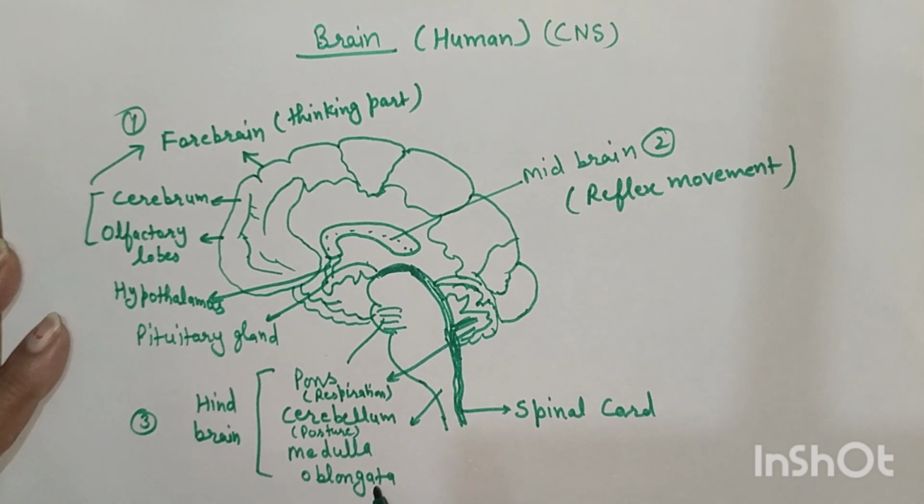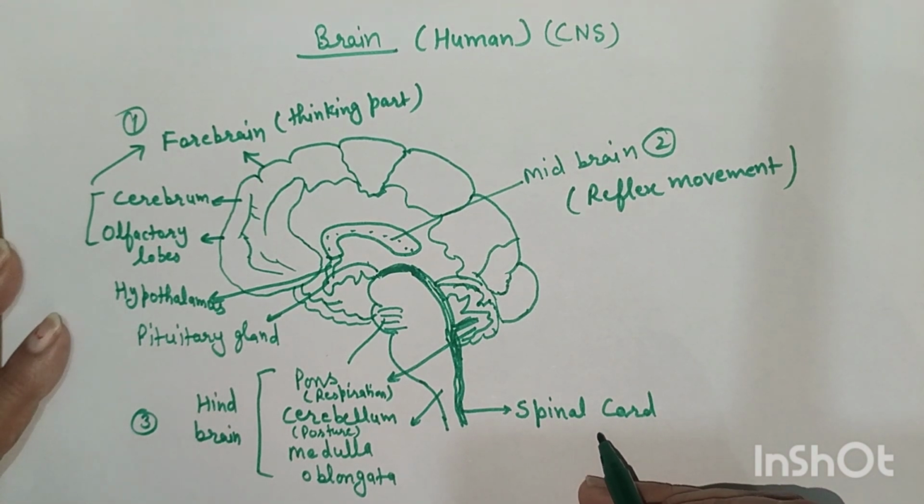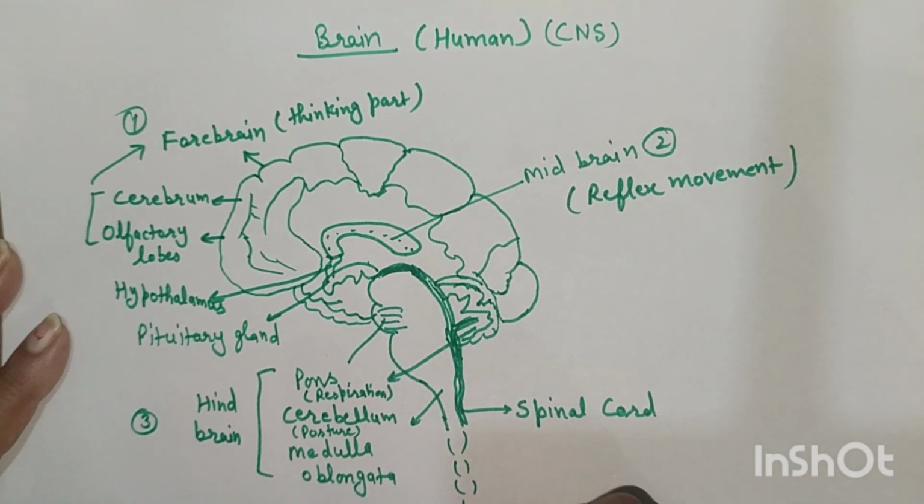Third is medulla oblongata. Medulla oblongata lies at the floor of the hindbrain, and it helps in regulating the swallowing, coughing, sneezing, and vomiting, like involuntary actions controlled by the medulla oblongata. And this is the spinal cord. Spinal cord is further covered with the vertebrae and forms part of the backbone.